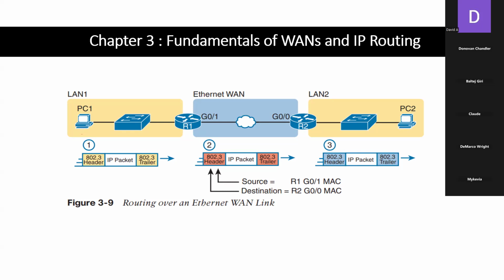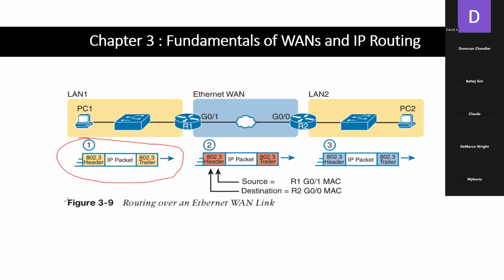So from LAN one, let me get my pencil, right? Ethernet LAN, we still are using 802.3, right? And what's going to happen is PC1 is going to send that IP packet. It's going to say, hey, my final destination is PC2, but before I can send it to PC2, I need to send it to router one.